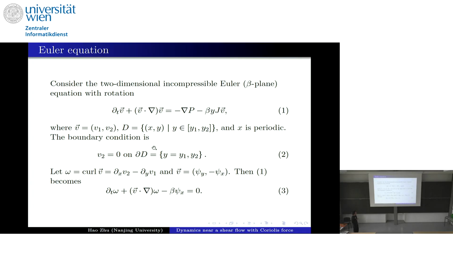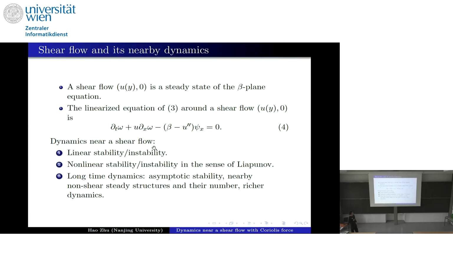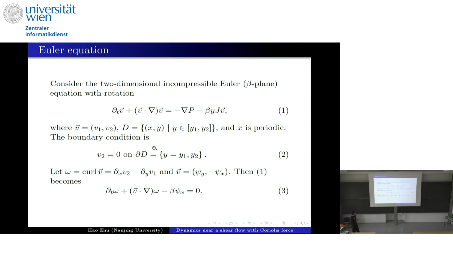If we take the curl of the velocity, we get the vorticity, and by the incompressible condition, we can define a stream function in this way. So the Euler equation can be written in the form of vorticity. A shear flow means that the first component of the velocity is U(y), a function of y, and the second one is 0. It is a steady state of the Euler equation.